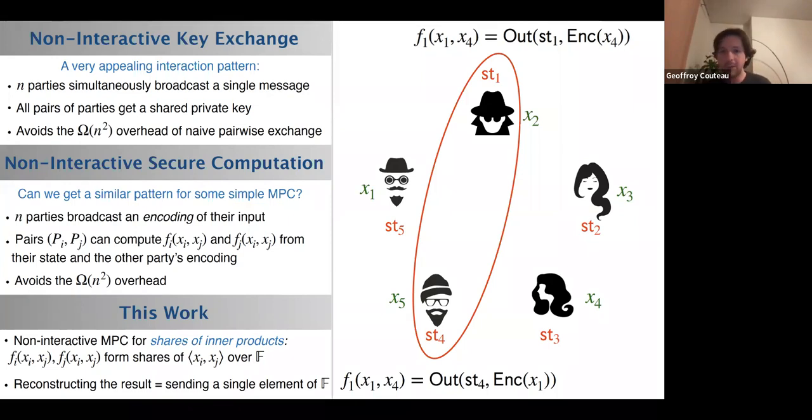And so this is quite appealing because even if you want to securely compute the inner product in the end, you don't have to send something whose length depends on the vectors xi and xj anymore. You only have to send a single element of F to reconstruct the output. So really it's one round of broadcast, you avoid the n² overhead on the big inputs, and then if you want to reconstruct the output, you just need to send a single field element.